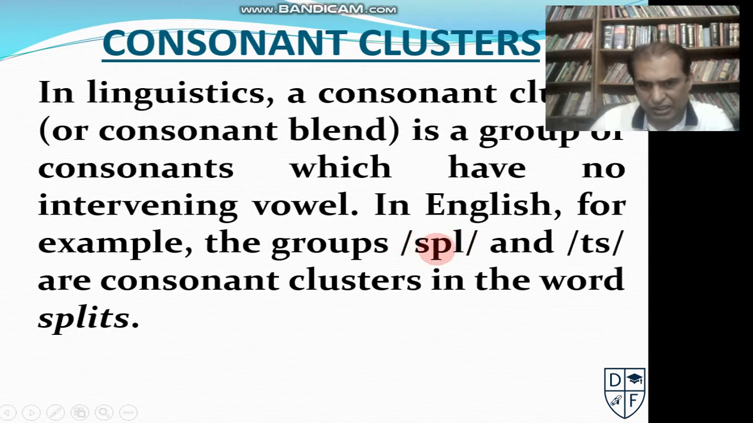Consonant cluster or consonant blend, right. And T, S: you see, between these two consonantal sounds there isn't any intervening vowel sound that may interfere. So t and s both are consonants, so this is a consonant cluster. So that means the presence of more than one consonant in a group is called a cluster or a blend. Our consonant clusters in the word splits, you can see here s, p and l.